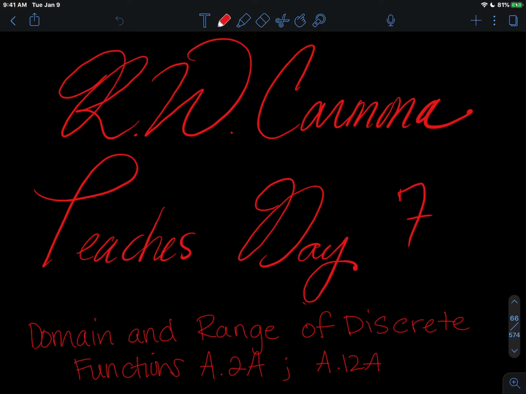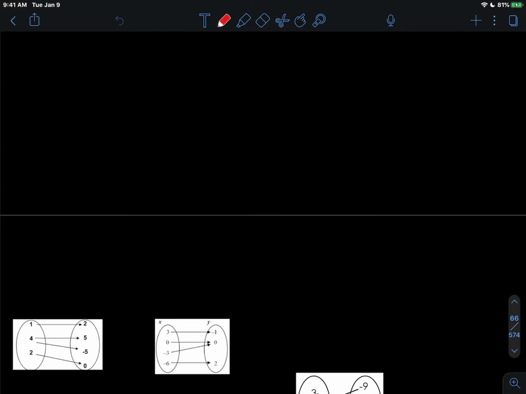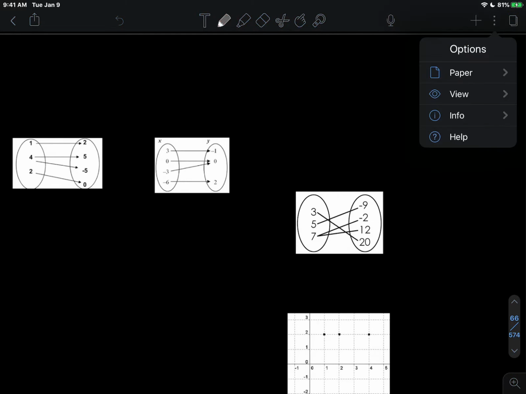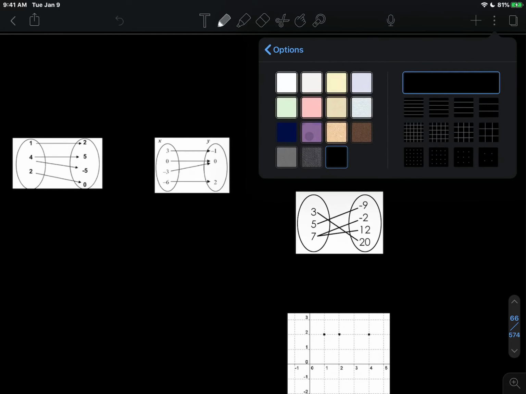Algebra 1, Day 7. Today we're going to be talking about domain and range of discrete functions. So let's go ahead and get into it. You should copy this down on your notes page as well.